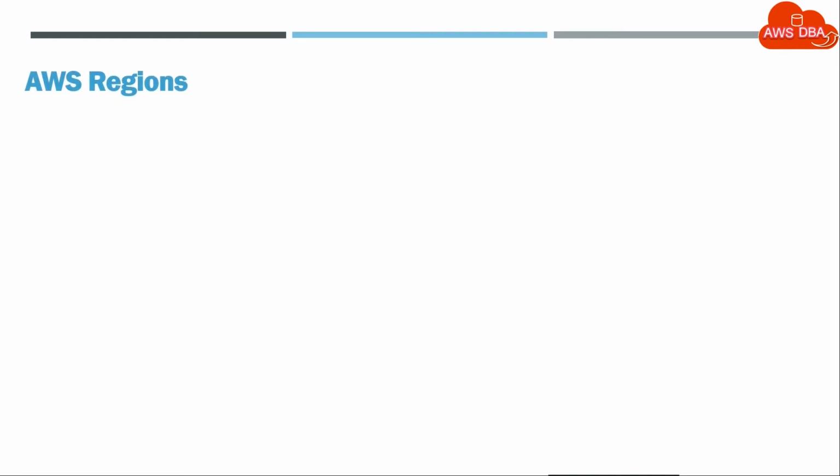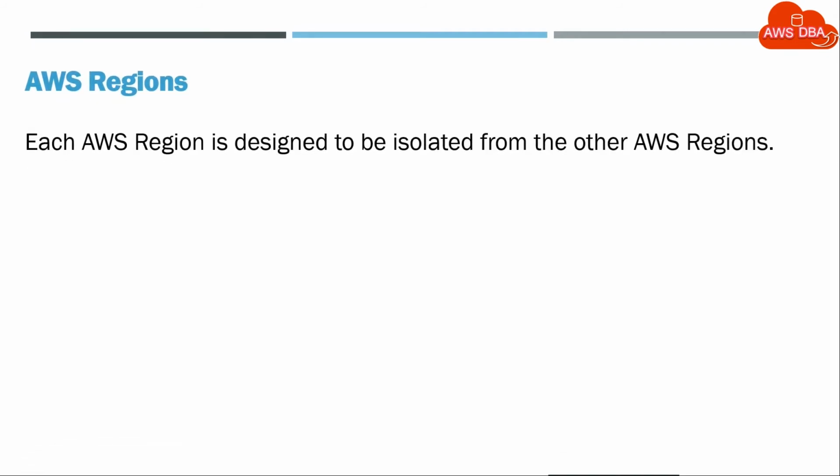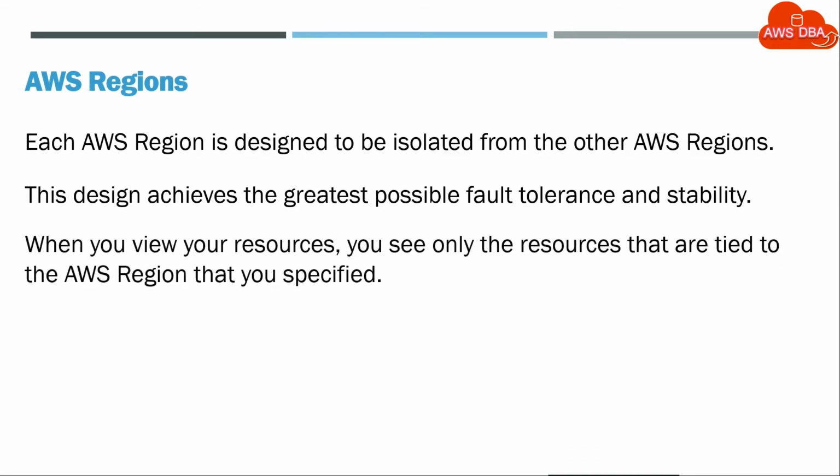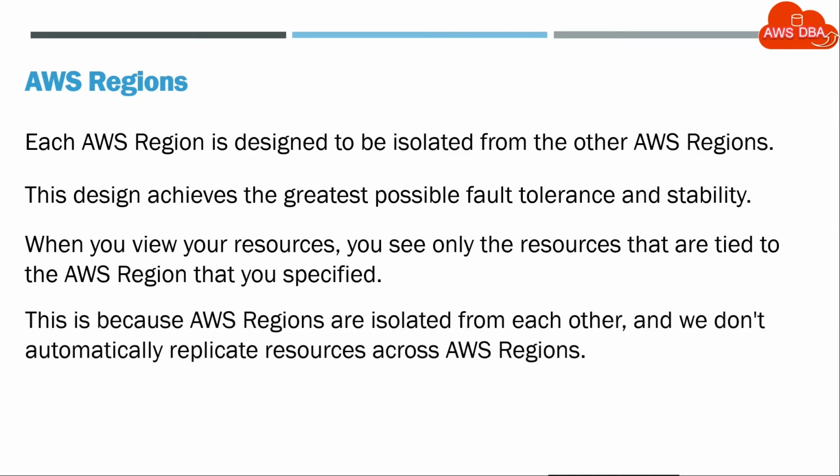AWS Regions. Each AWS region is designed to be isolated from the other AWS regions. This design achieves the greatest possible fault tolerance and stability. When you view your resources, you see only the resources that are tied to the AWS region that you specified. This is because AWS regions are isolated from each other, and we don't automatically replicate resources across AWS regions.